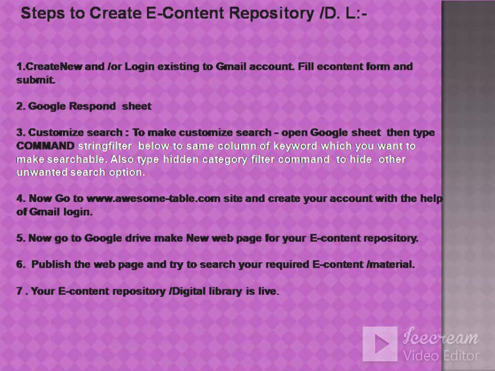Then third step, customize search. To make a customized search, open the Google Sheet, then type the command string filter below the column of each keyword which you want to make searchable. Also type the hidden category filter command to hide other unwanted search options.